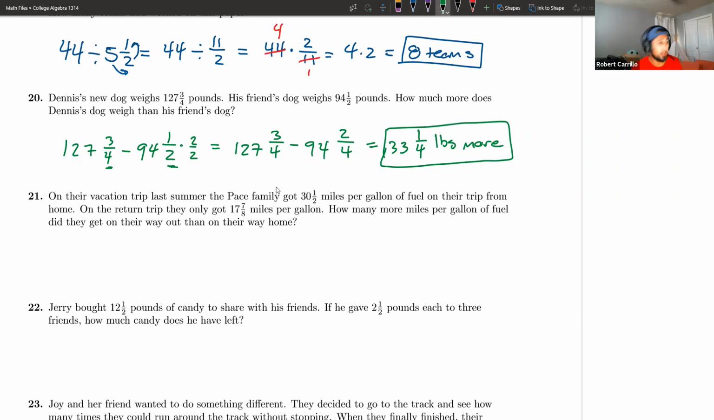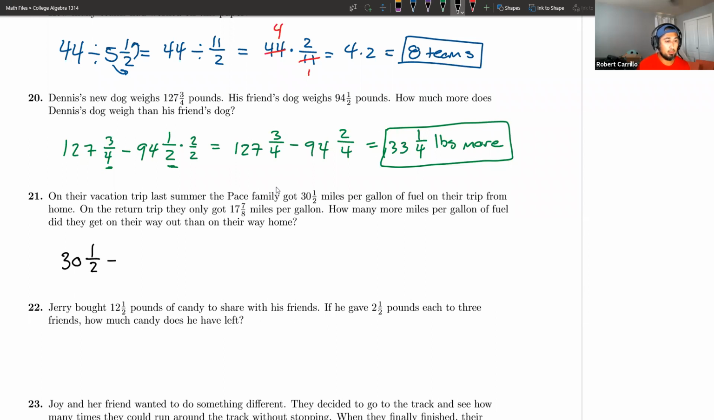Awesome. 21. On their vacation trip last summer, the Pace family got 30.5 miles per gallon of fuel on their trip from home. On the return trip, they only got 17 7/8 miles per gallon. How many more miles per gallon of fuel did they get on their way out than on their way home? Okay, so what would this operation be again? Subtraction. Good.